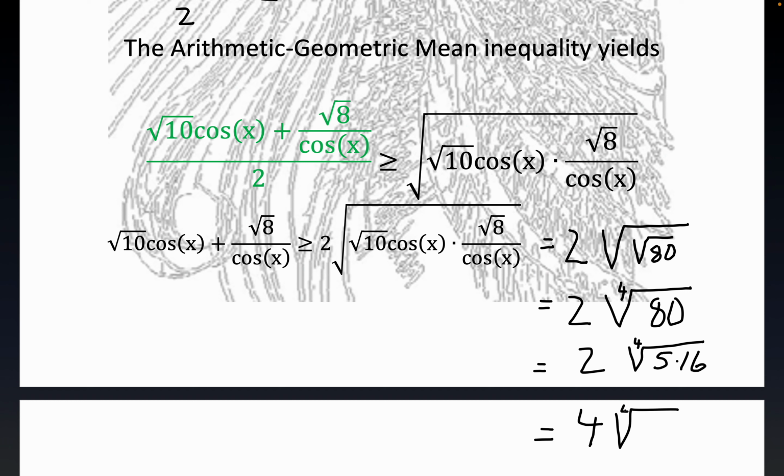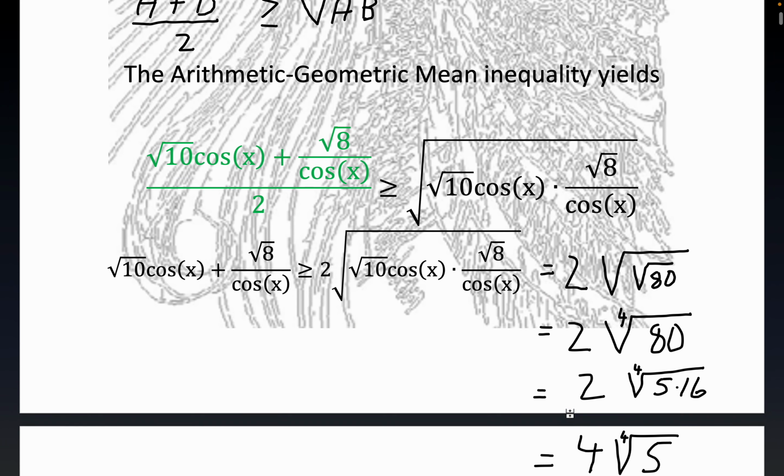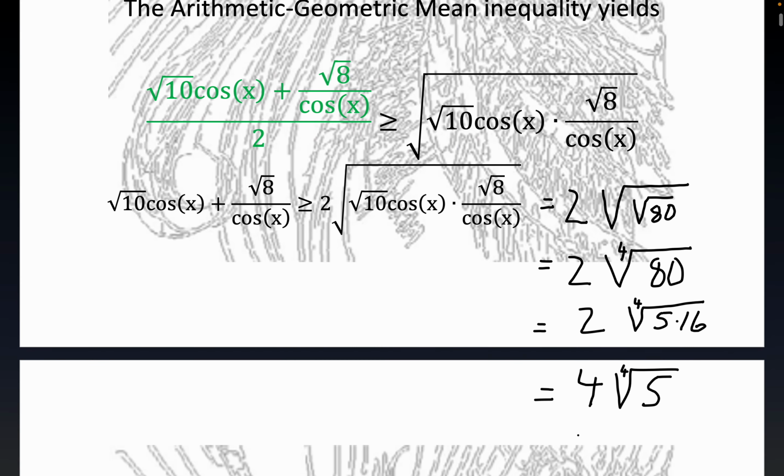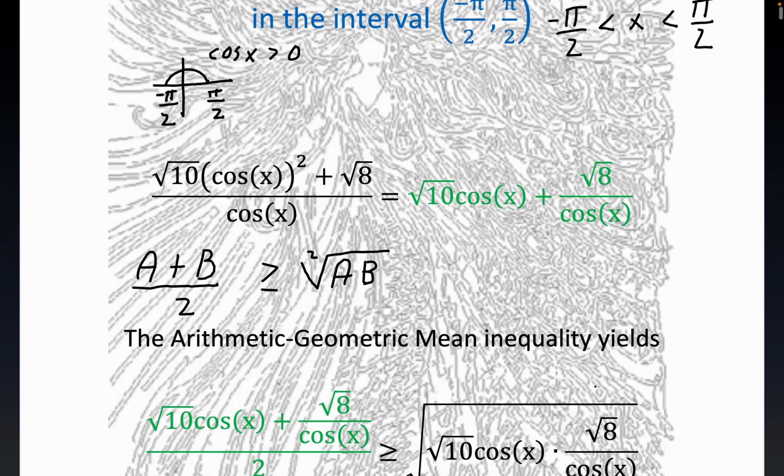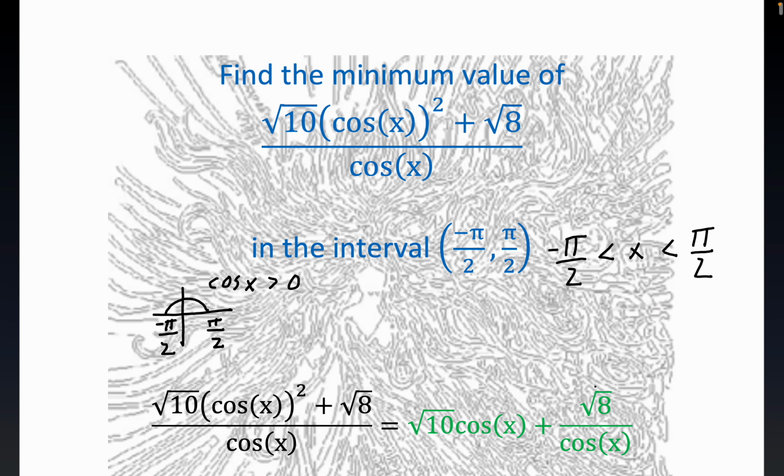And this will be our minimum value in that interval, the fourth root of 5. That's the minimum value because it's greater than or equal to this number for all x in that interval. I didn't explicitly write that, but this is the answer right here. This is the minimum value of this expression in the interval. So we're done with the problem. This is the answer. The 4 times the fourth root of 5 is the solution.